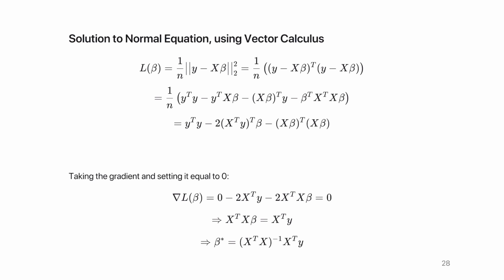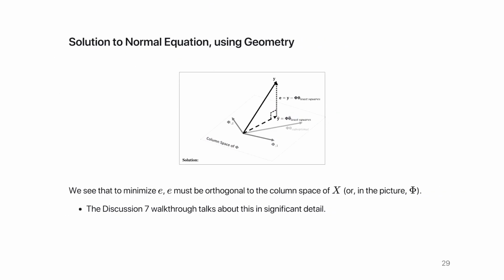And so there's the solution to the normal equation, using these gradient rules that we talked about at the beginning. You take the gradient, set it equal to 0, and solve. Not going to do all of that right now, but it all exists in the discussion 7 walkthrough video. So if you watch that, you'll see me going through that essentially. There's also the solution to the normal equation using geometric intuition, which we also talk about in the discussion 7 walkthrough, but I'll talk a little bit about that here.